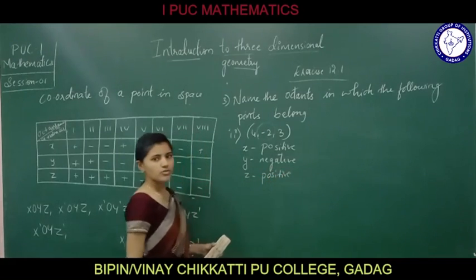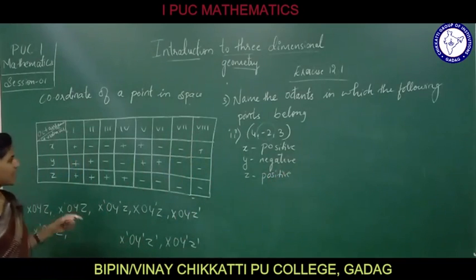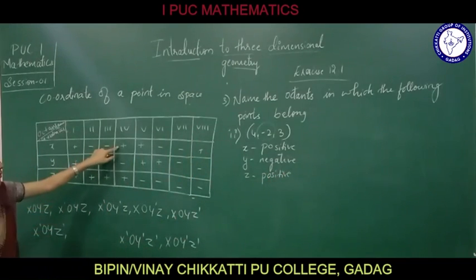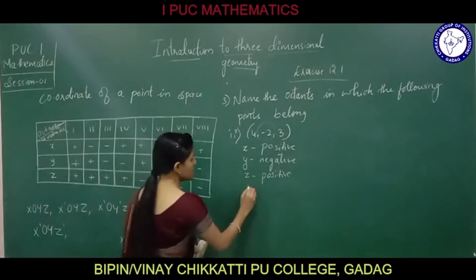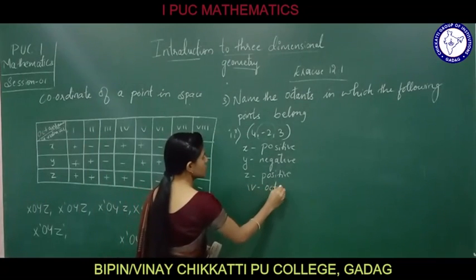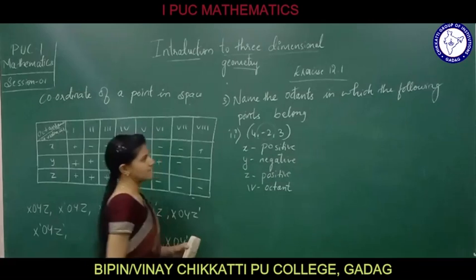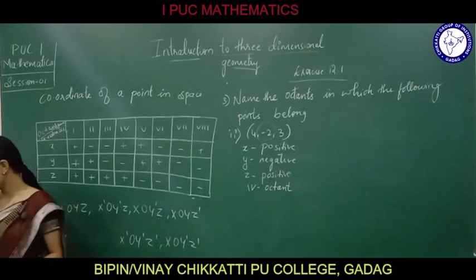So what do we come to know from that? That is x is positive, y is negative, and z is positive. It means it is in the fourth octant. What happened? It is in the fourth octant.